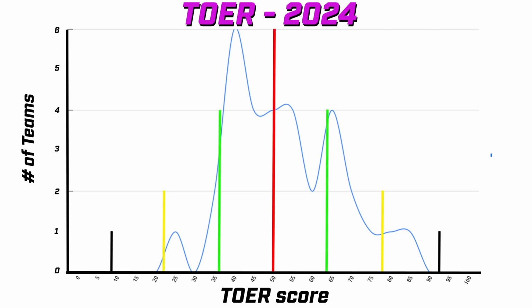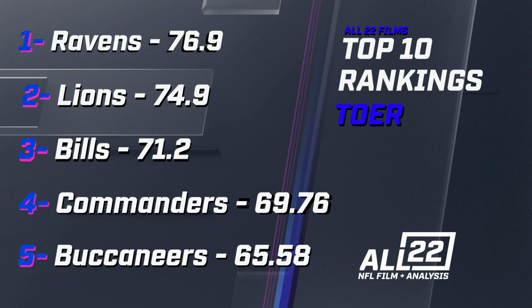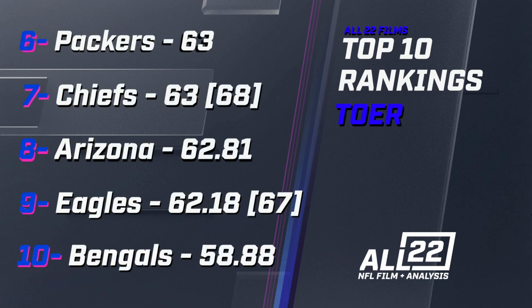I do want to talk about some of the other teams in the top 10 ranking, specifically the Bills. So the Bills are at 71.2, just behind the Lions, like I said earlier. Their overall score is obviously weighed down by that 0 in week 4 against the Ravens.